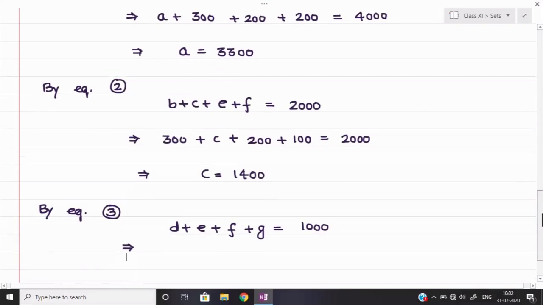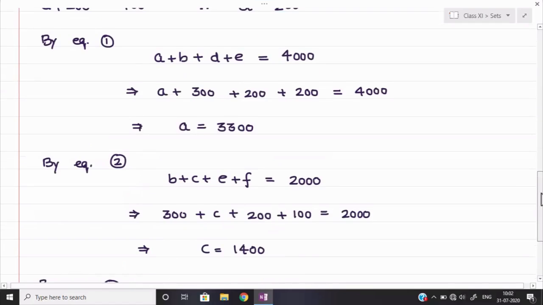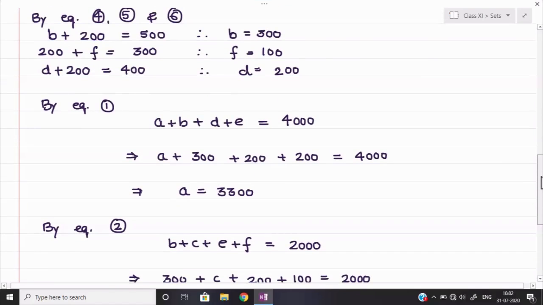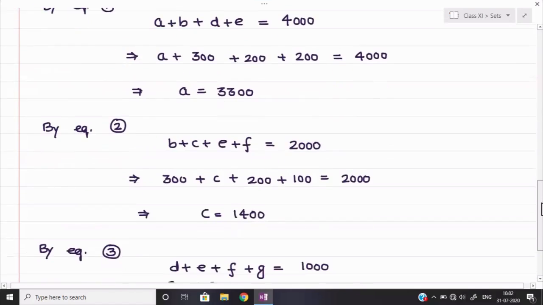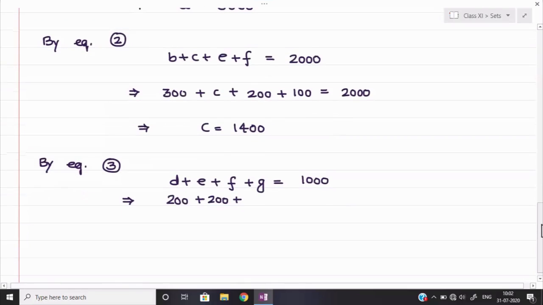E is also 200. Okay. So 200 plus 200 and plus I think F we found as 100. Once we can check from the above. Yes, F is equal to 100. Okay, so value of F I am keeping here as 100 plus G will be equal to 1000. So here we can say that value of G will be equal to 500.